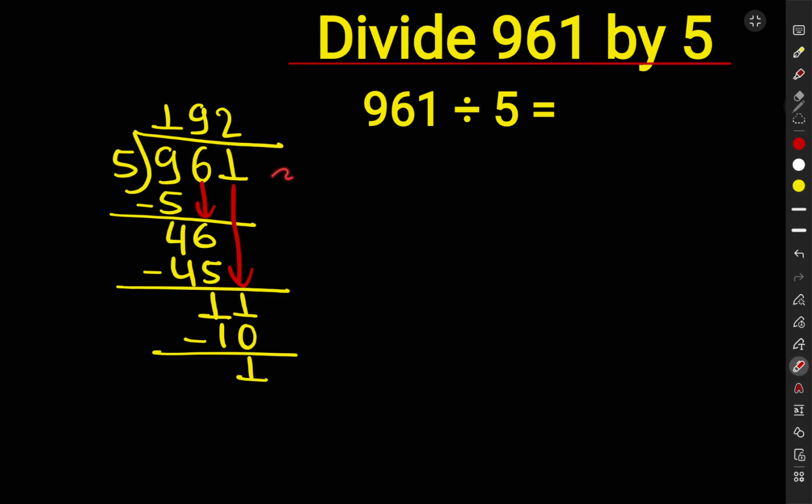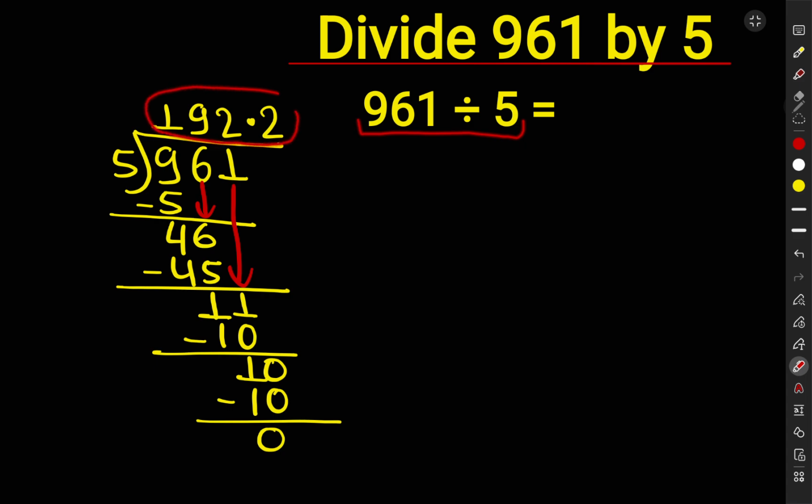So now we have no other number to put down. So we take a decimal here so that we put 0. So it is 10 and 5 times 2 is 10. On subtracting we get 0. So 961 divided by 5 is 192.2.